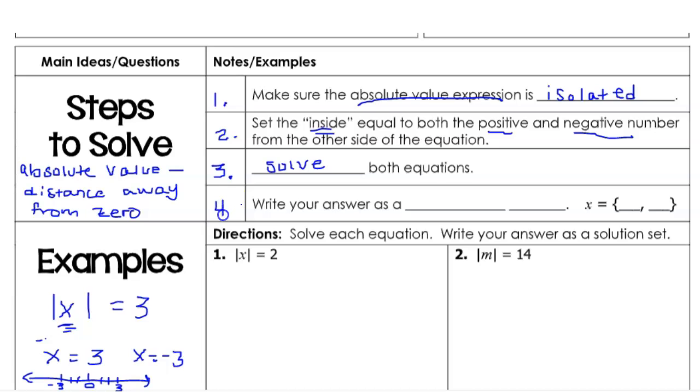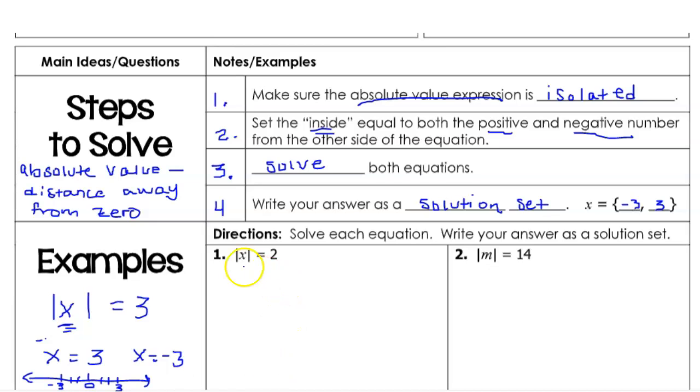And the last thing we're going to do is write your answer as a solution set. This is a solution set. This is when we have more than one solution. I use brackets, and I'm going to put my solution set in there. So in this case, our example that we did over here, we would have x equals -3 and 3. That's our solution set. Are we all on the same page?